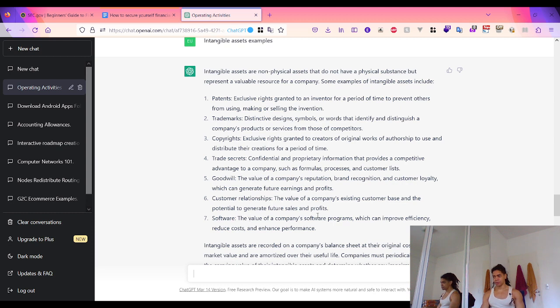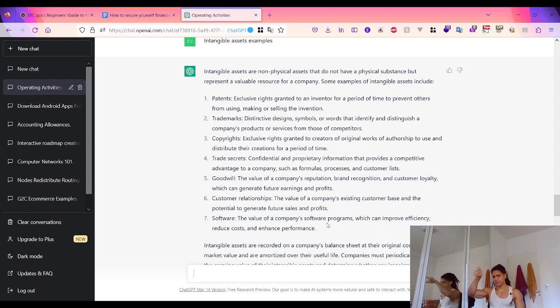Software: the value of a company's software program, which can improve efficiency, reduce costs, and enhance performance. So, for example, in my case, if I'm building an e-commerce site for myself, that's the whole idea. This might be off topic from this video, but I'm going to build an e-commerce with web technology like Vue, Nuxt, Strapi, Stripe, GraphQL, and Docker. And then I'm going to deploy that on an EC2 instance.